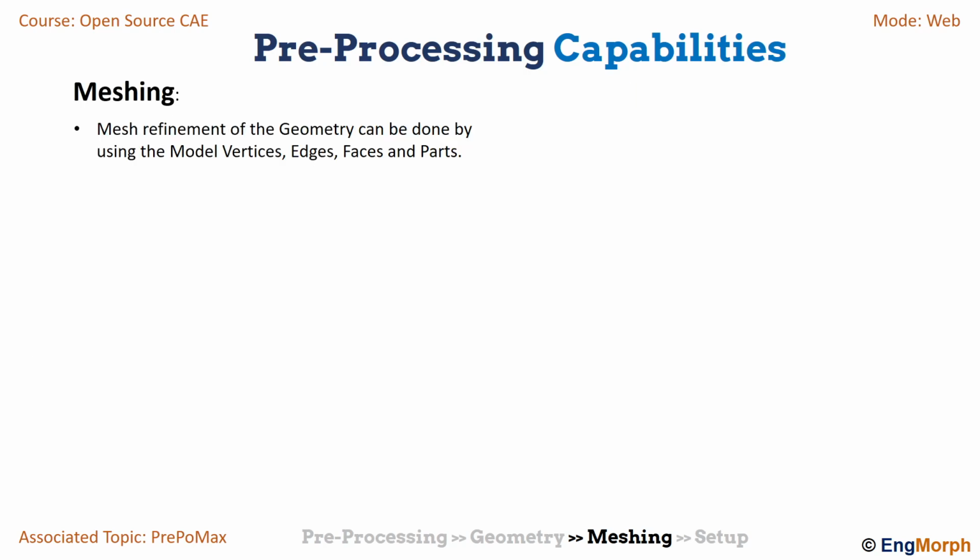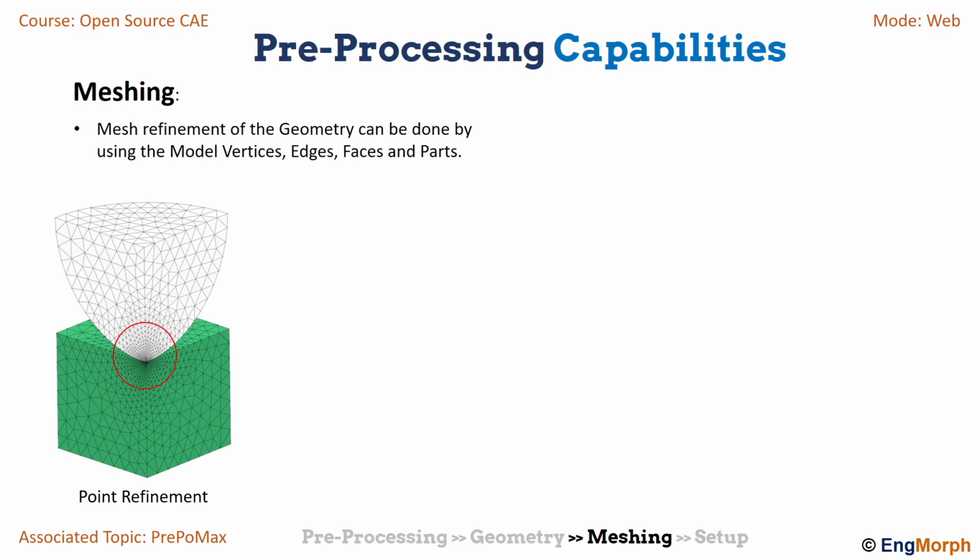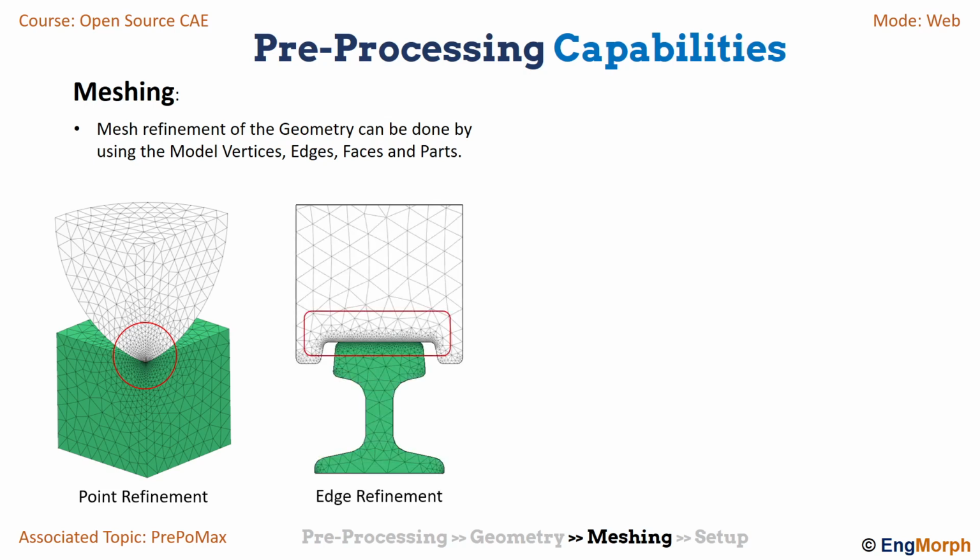Now, let's discuss the mesh refinement capabilities. To refine mesh locally, modal vertices, edges, faces, and parts can be used. In the first example, the point on the ball and the cube where they are touching is refined with a modal vertex to capture the contact stresses. Similarly, in the second example, the mesh is refined at the line contact between rail and wheel with a modal edge.